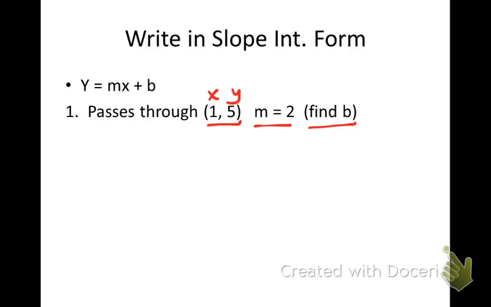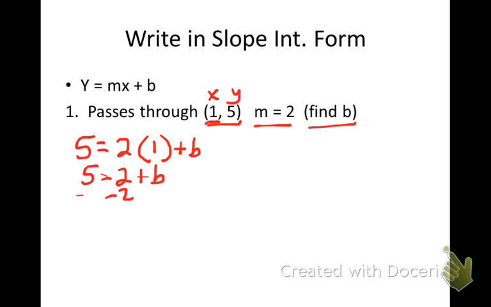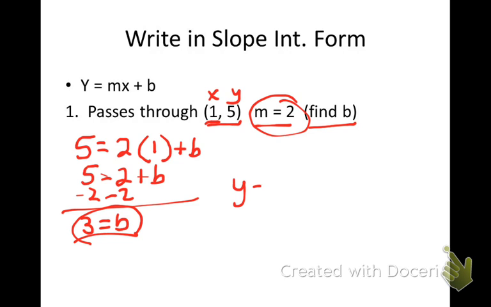So y in this case is 5, equals m is 2, x is 1, and we don't know b. So 5 equals 2 plus b. So we would need to subtract 2 from each side and get 3 equals b. Now I'm not done because I want to have my equation in slope-intercept form. And now I have the two things, this and this, so I can write it now. y equals 2x plus 3. So you have to do a little work this time before you can put them in that form.